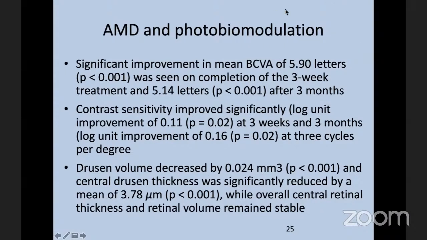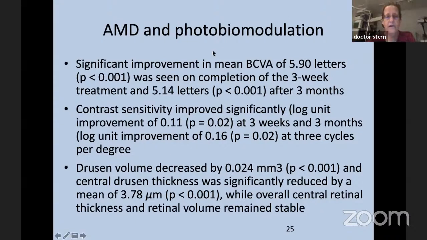So what they found was that patients had a better visual acuity, better contrast sensitivity, even the drusen volume decreased and the central drusen thickness decreased, which is pretty amazing.